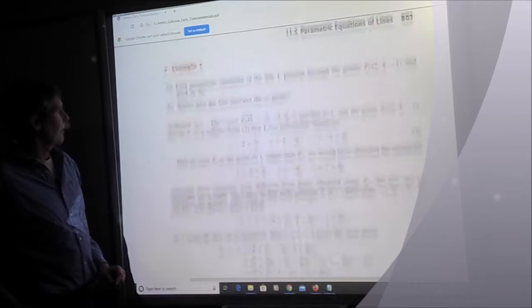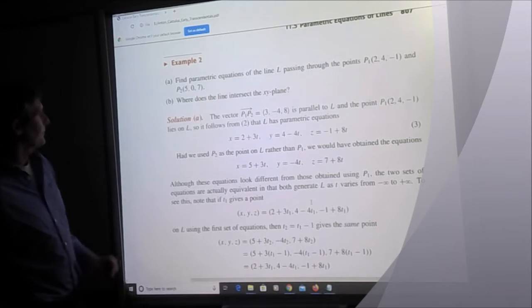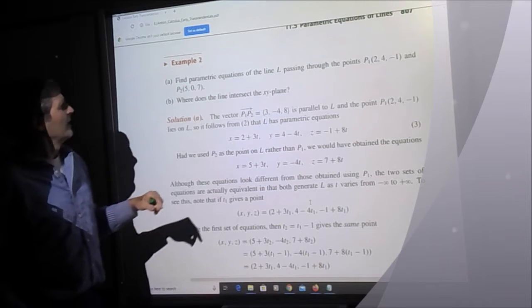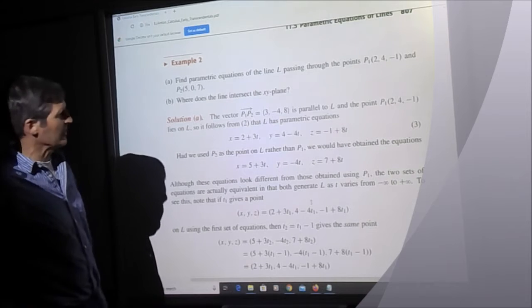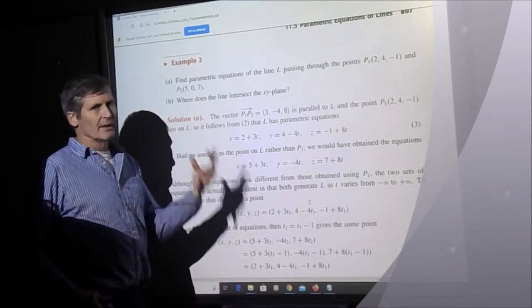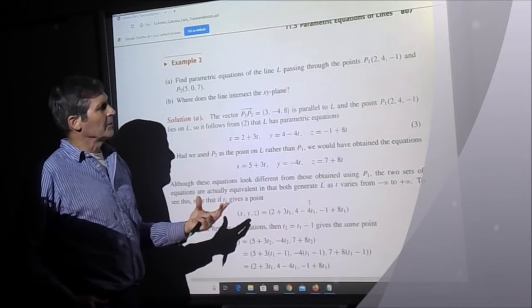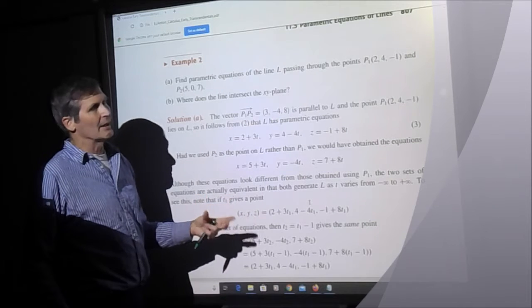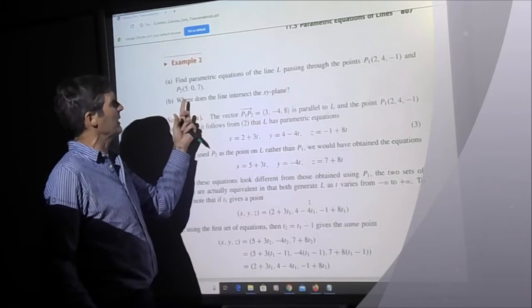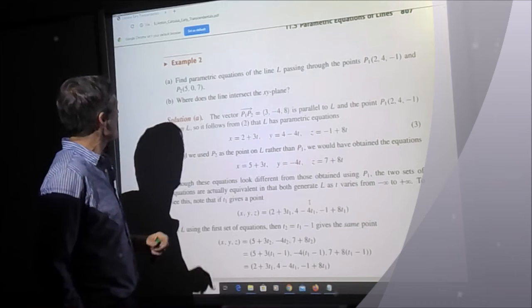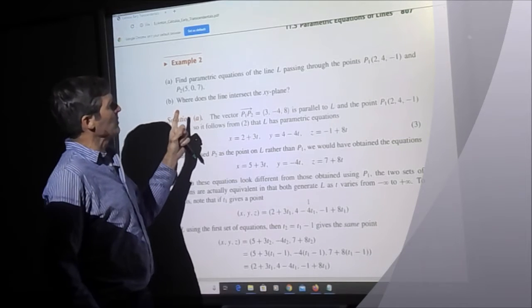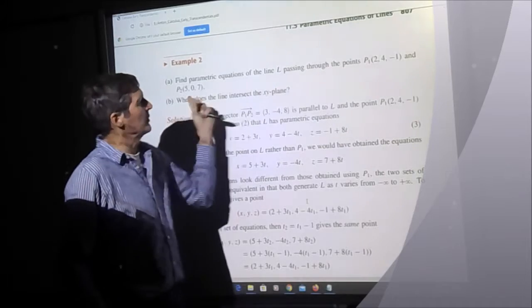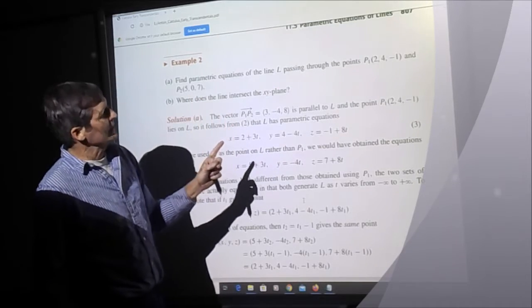Here's a nice example. Find parametric equations for the line passing through these 2 points. This is a common problem, right? In Euclidean geometry, 2 distinct points determine a unique line. Euclidean geometry is in a plane, but we can extend it to 3 dimensions now. How do we do that? I know a vector that goes in the direction from point 1 to point 2. You just subtract the coordinates, right?